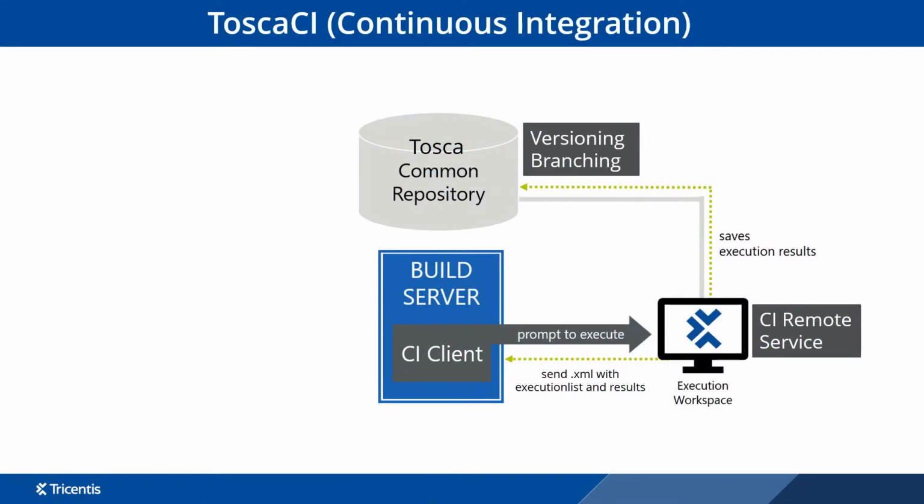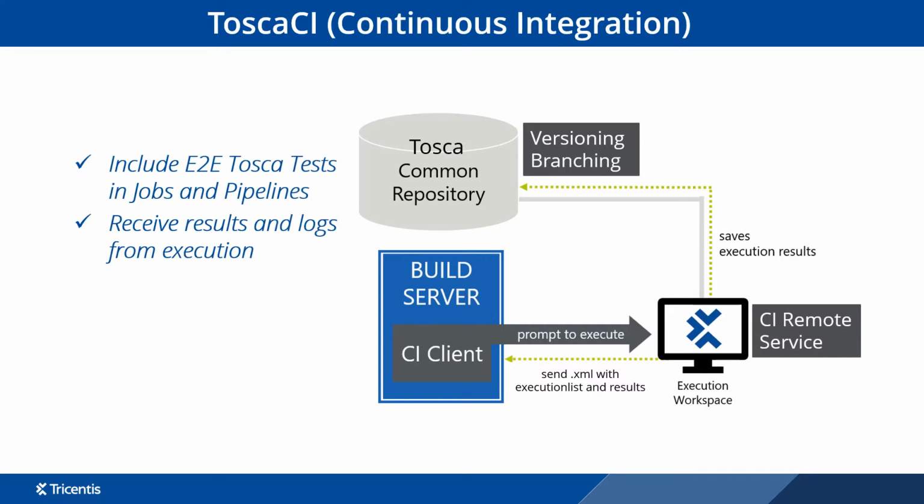Tosca CI enables developers to create builds or jobs in their pipeline. This calls Tosca tests and passes back results to the build tools, giving them instant feedback. Tosca has its own multi-user repository with branching and versioning, enabling us to work with all build tools.